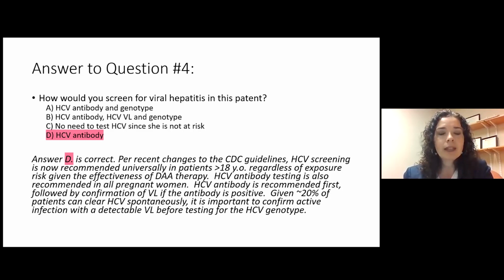C is incorrect because, again, as I mentioned, CDC guidelines just recently recommended within the past year that hepatitis C screening should be universal in all patients greater than 18, regardless of their exposure risk, given the new effective direct acting antiviral therapies that are highly effective and safe. The antibody testing is also recommended of note in all pregnant women. Again, we only check the antibody first as a screening mechanism. We don't do all of the other tests, although these other tests, such as the genotype and the viral load, will be important before treatment of hepatitis C.